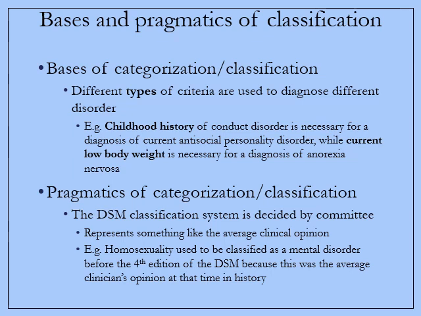So for example, homosexuality, as I mentioned before, used to be classified as a mental disorder before the 4th edition of the DSM, because at the time that might have been the average clinician's opinion, and I think it's fair to say that is no longer the average opinion. So unfortunately, any classification system, the DSM diagnostic system at least, represents what we know and believe at the time, and is always going to be imperfect, especially in retrospect.